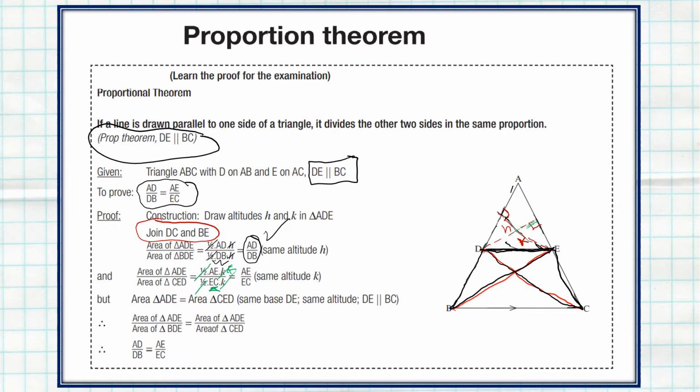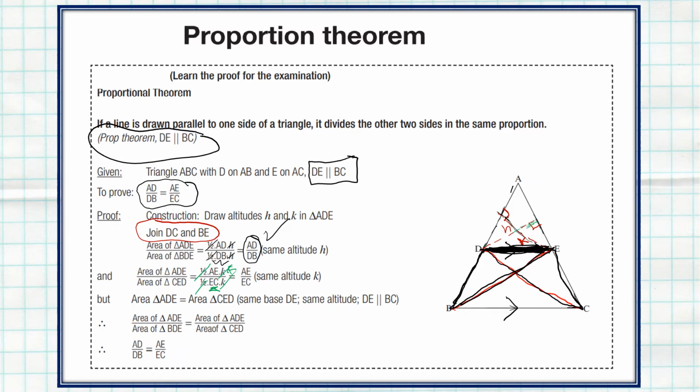DCE. They are found between parallel lines. Can you see? Triangle DBE and triangle DCE, they are found between parallel lines, and they share a common base here. Can you see? This one that I just highlighted here, they share a common base.